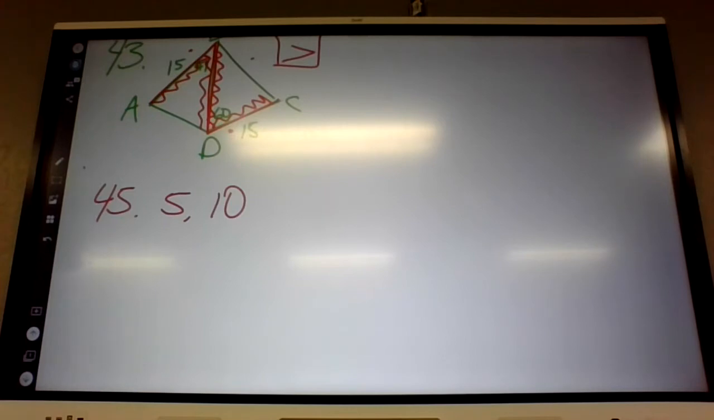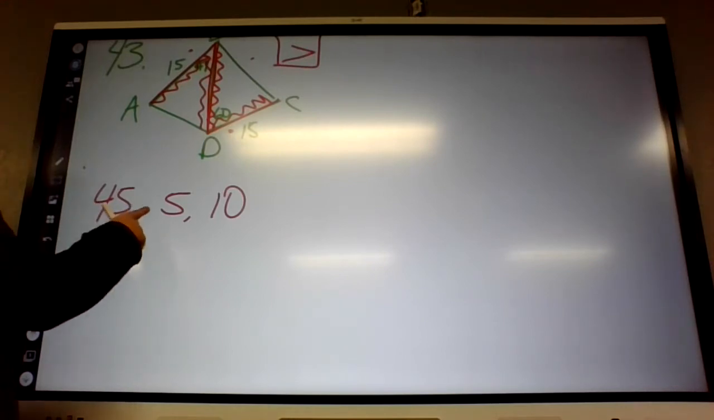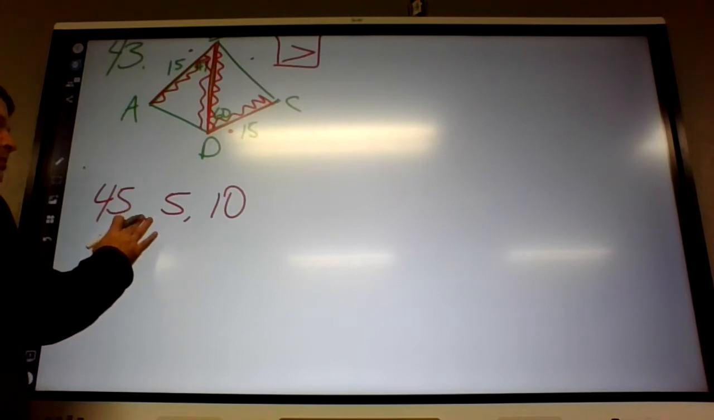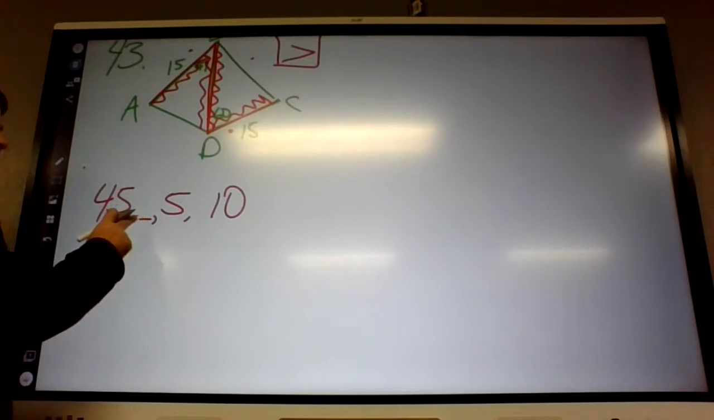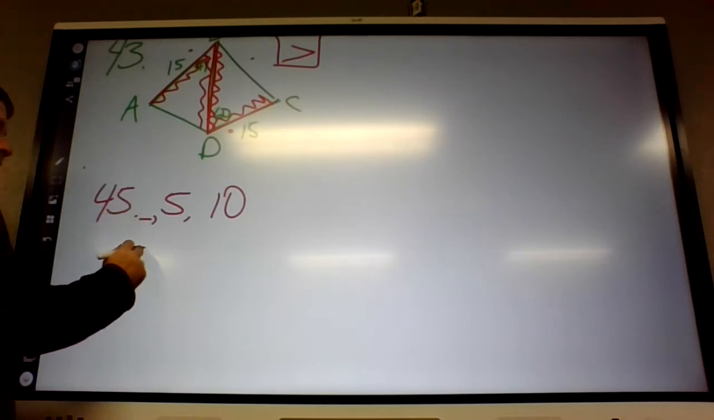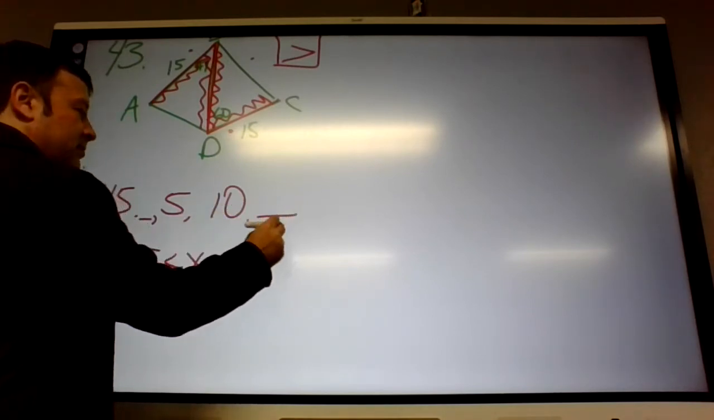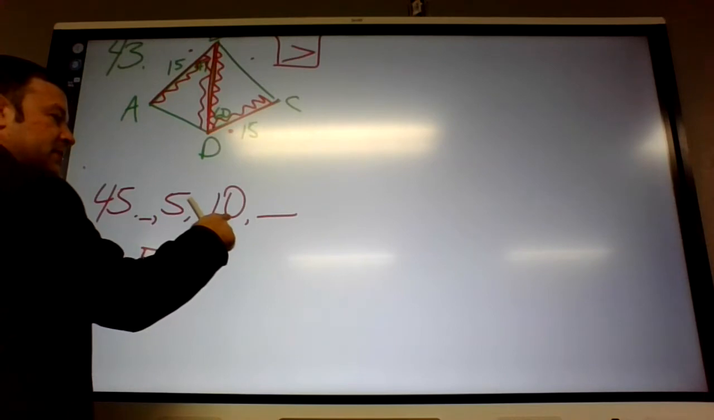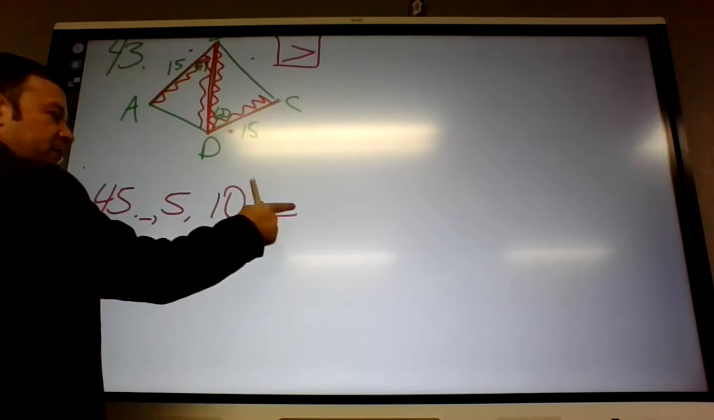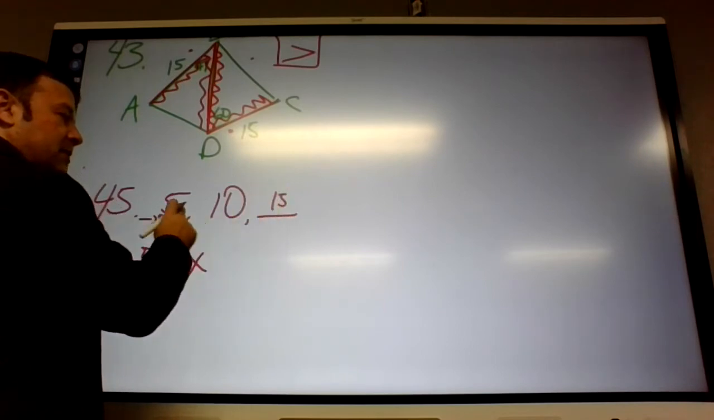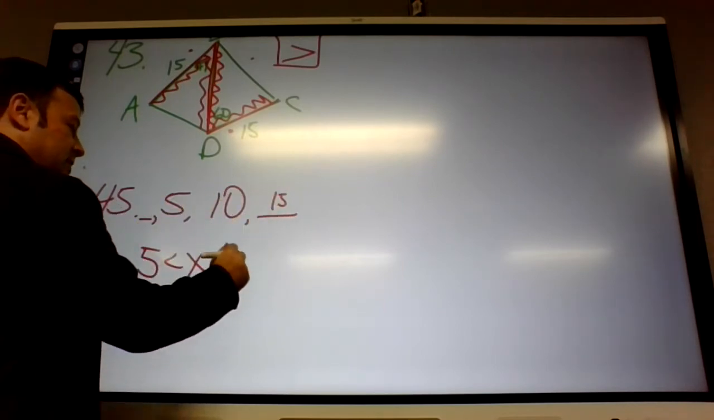Okay, if it was a small side, what would it have to be? Less than 5? Okay, it could be 6. Could it be 5? No. So it's got to be bigger than 5. But what if it was a big side? 5 and 10? It can't be 15, right? Because these two would not be big enough for that. So it's got to be less than 15.